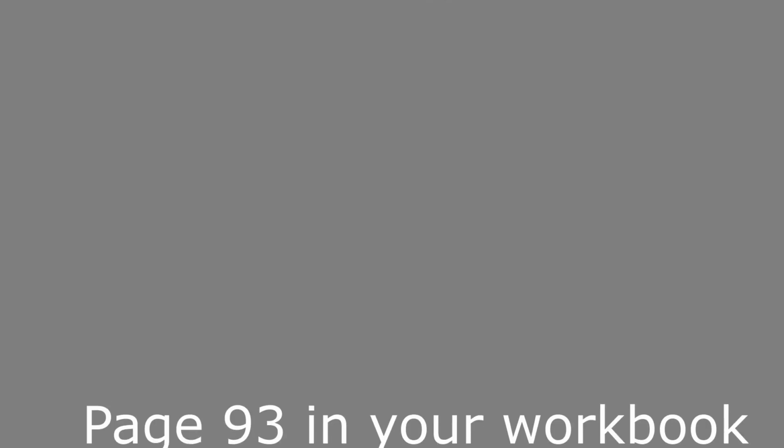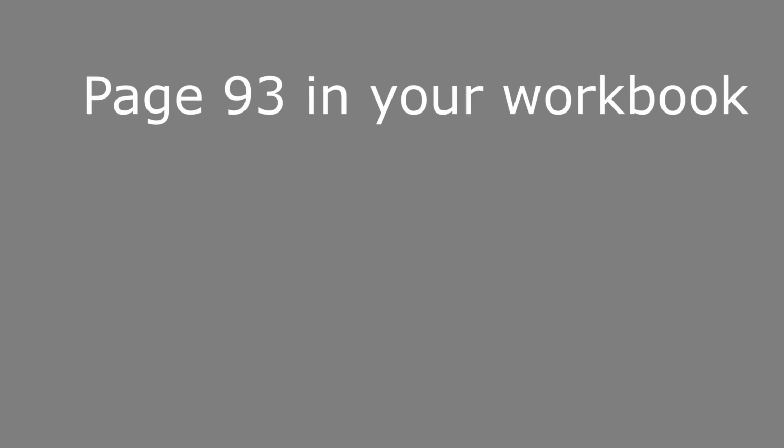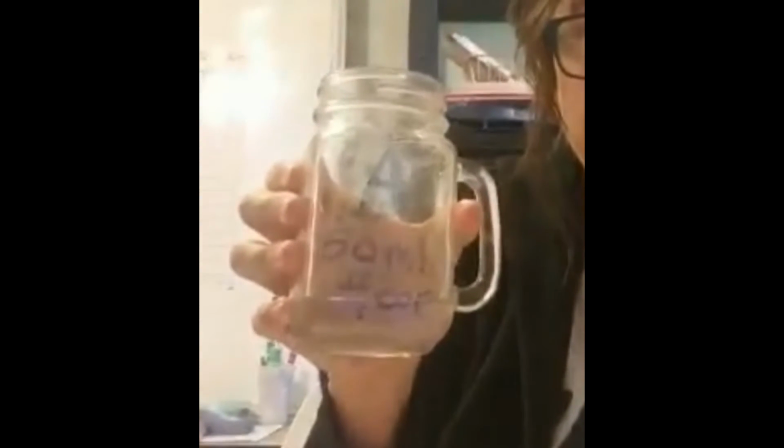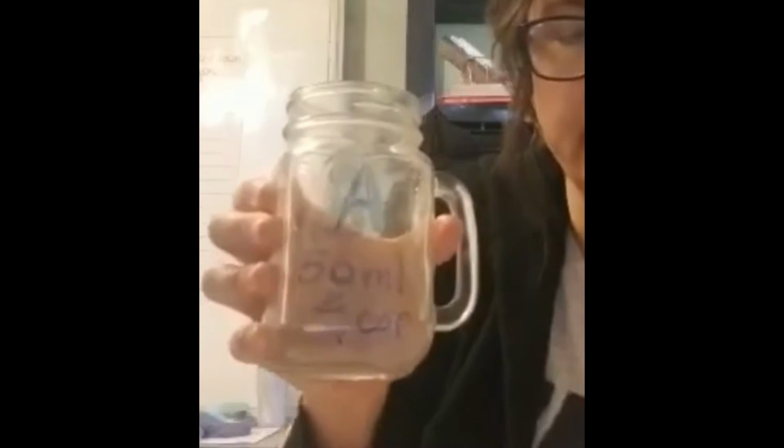I want you to turn to your workbook, page 93. And the first thing on your workbook, it says, how does the amount of air in a jar affect the pitch? Okay, Miss Harrison has all the supplies right here. I have jar A right here, and it has 50 milliliters of water in it. Okay, and I have jar B that has 100 milliliters of water, 50 milliliters and 100 milliliters.